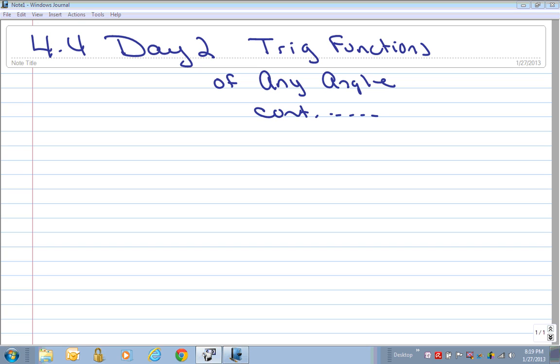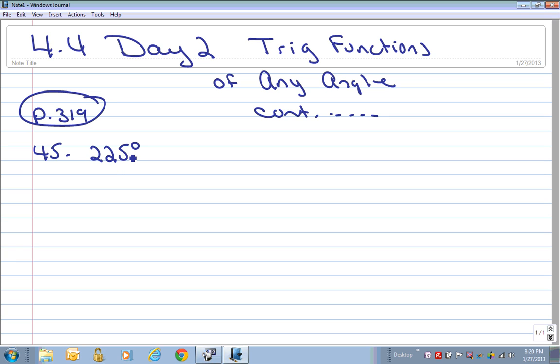Okay, the first thing we're going to talk about is we're going to evaluate sine, cosine, and tangent of an angle without using a calculator, and we've done this before. Actually, these are some of the problems you're supposed to work in class, so these will be a few less you have to do. This is problem 45 on page 319. Problem 45 gives us an angle of 225 degrees, and we're asked to find sine, cosine, and tan theta.